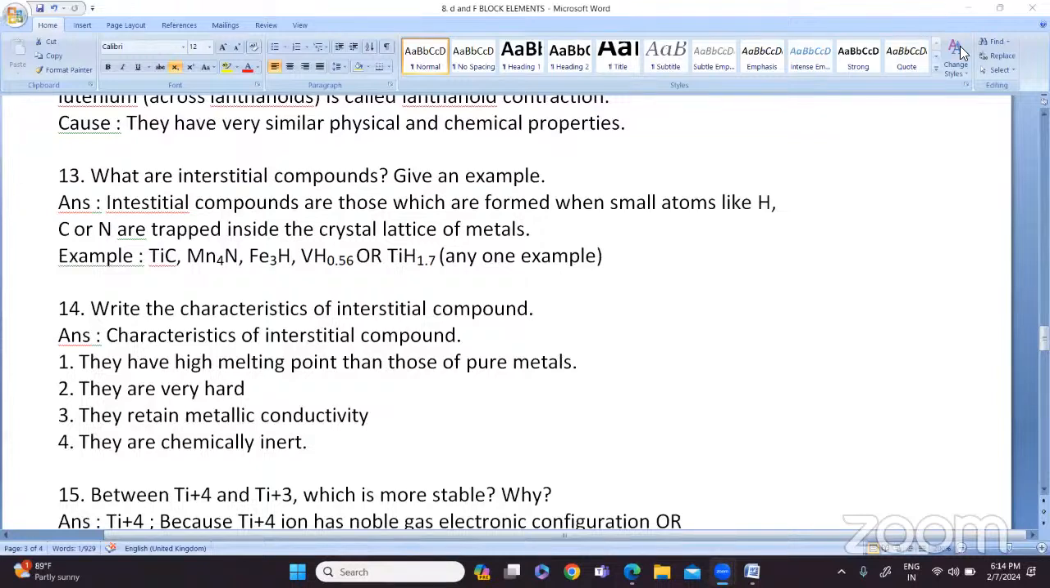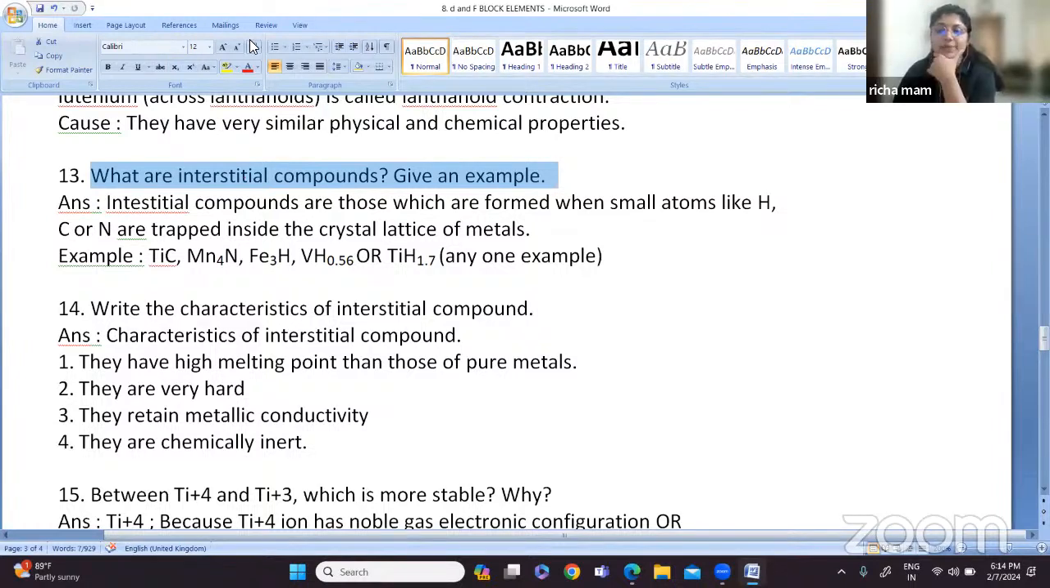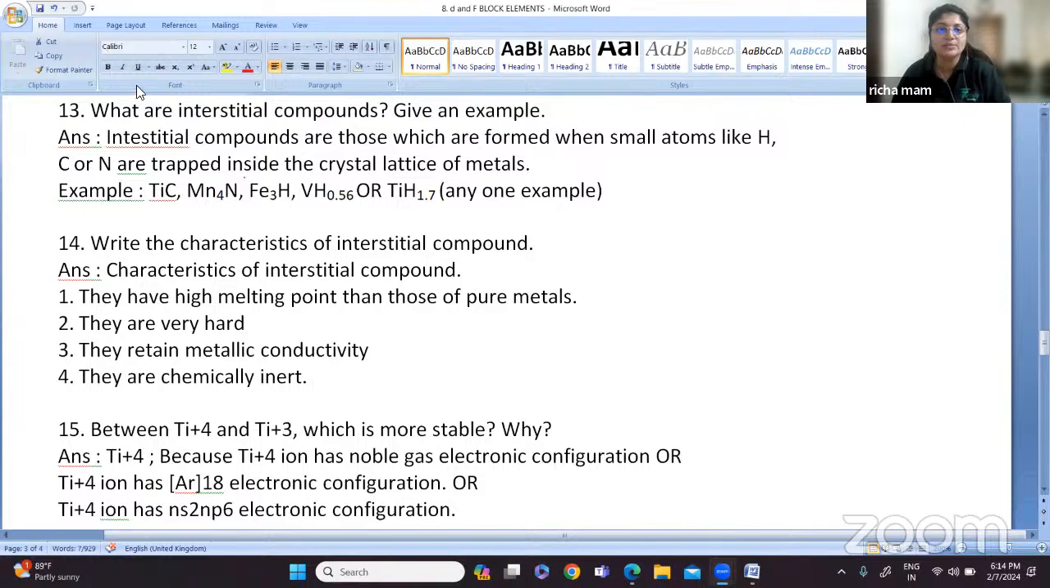These are some of the questions you can see when you go through the question paper. There are a few questions which are asked repeatedly. That does not mean they will be asked in the straightforward form. They will ask you in a twisted, applicative way. They won't ask you, what are interstitial compounds, give an example, in this manner. So please remember these important things.